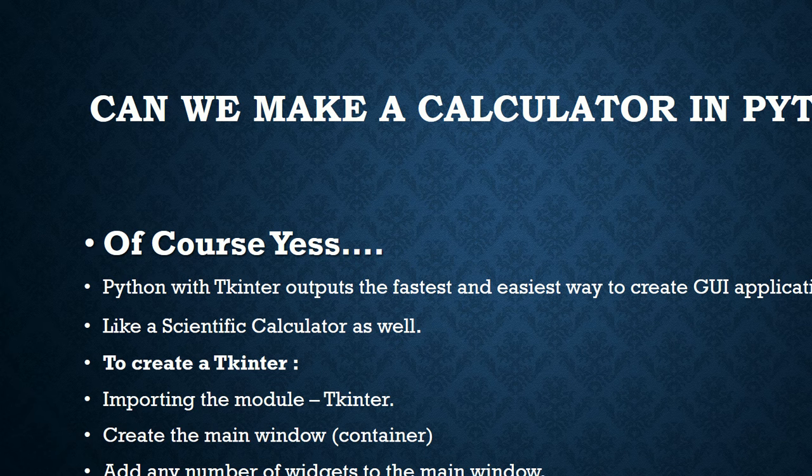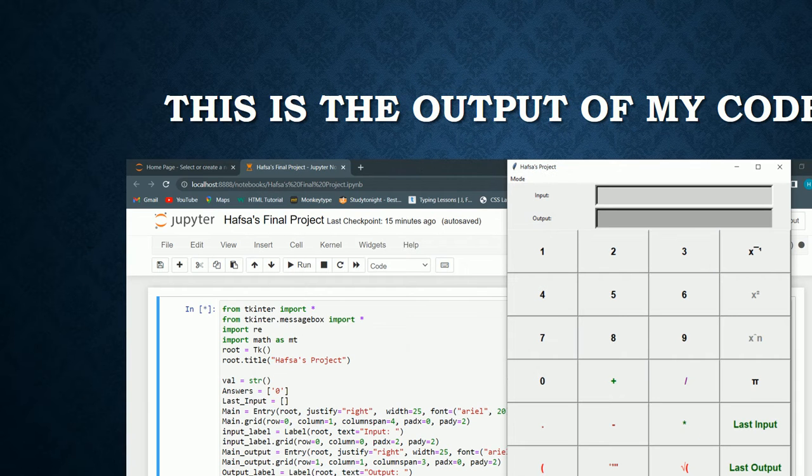To create a tkinter application, the first important thing is we should import the tkinter modules. Then we should create the main window, which means the container of the code, and also add any number and widget on the main window. And here is the output of my code. I will show you later that this calculator works as well.